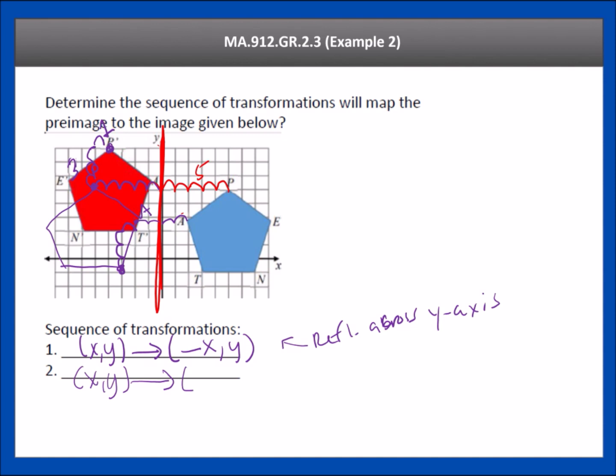So we're going to move it to the right 1 and then up 3. So right 1 is +1. Up 3 is +3 to the y. Okay, so to the right 1, up 3. Okay, so this is the translation. All right, and that takes care of the sequence of transformations. All right, so you got to know what's going on and you got to be able to translate it into coordinates.